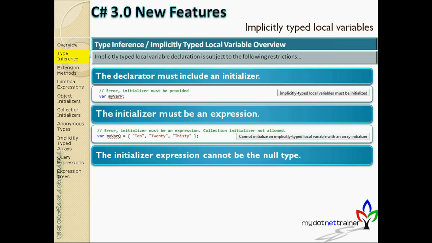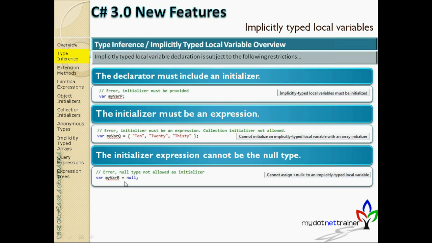And the initializer expression cannot be the null type. You cannot assign a null directly, because null is very generic. Null is the default value that a reference type can be assigned. We also saw that value types, as nullable types, can also take a null value. So with null, you cannot determine which data type you are referring to. That's the default value for a reference type and also for nullable value types. Hence, null cannot be taken as an initializer.